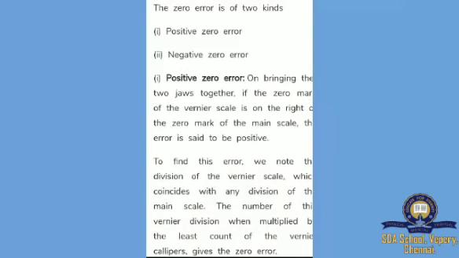So that error is divided into two kinds: positive zero error and negative zero error. I taught more about the positive zero error in the videos and also about the negative zero error. On bringing the two jaws together, if the zero mark of the vernier scale is on the right side of the zero mark of the main scale, then the error is said to be positive. Just like that, you have to write the negative error.